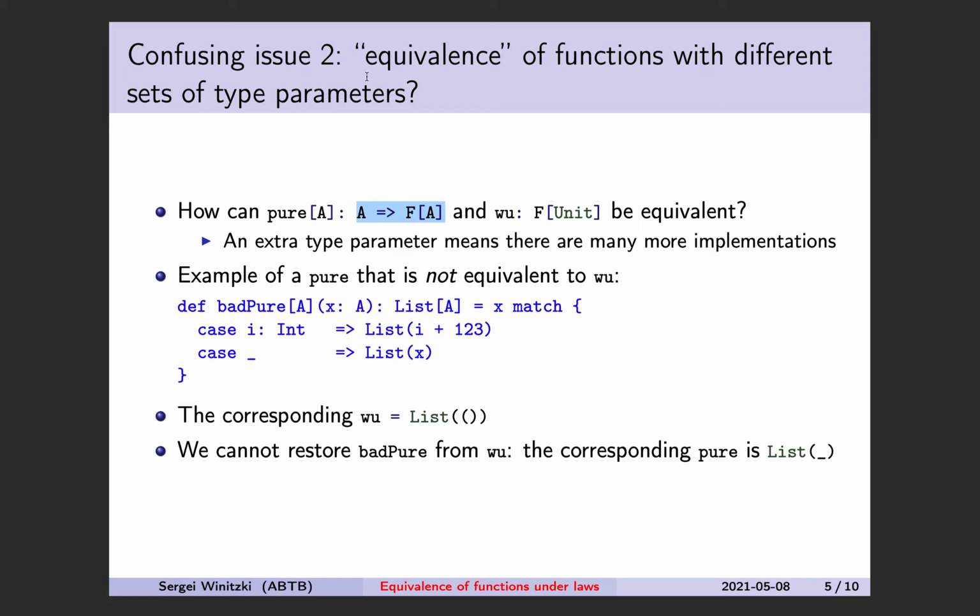So the answer to this confusion is that the set of all functions of this type signature is certainly quite a bit bigger than the set of all values of this type. And these sets are not equivalent, they're not one-to-one. So something is missing if something is equivalent.